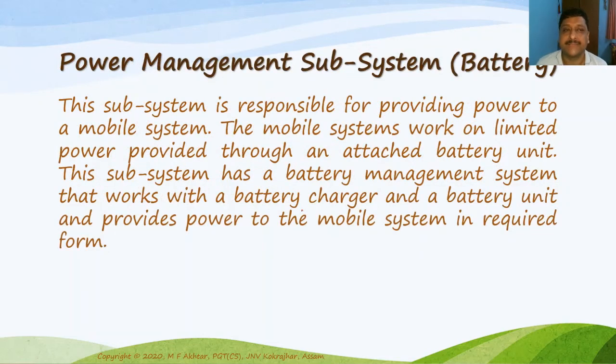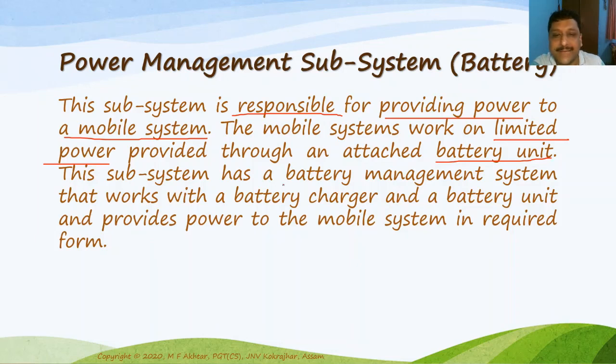Now see, the power management subsystem. Battery is one of the important parts of a mobile system. Without battery we cannot start the mobile system. This subsystem is responsible for providing power to the whole component. The mobile system works on limited power provided through an attached battery unit. It has very limited power, and that is known as the battery unit.